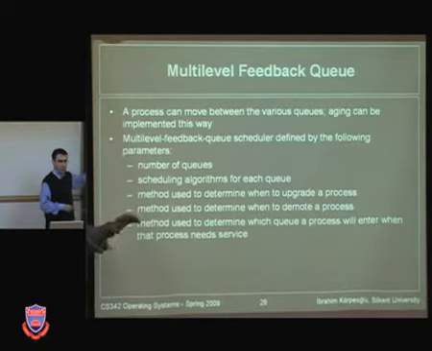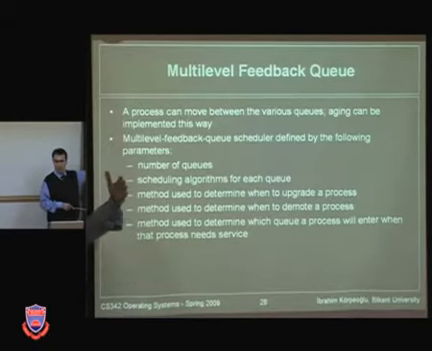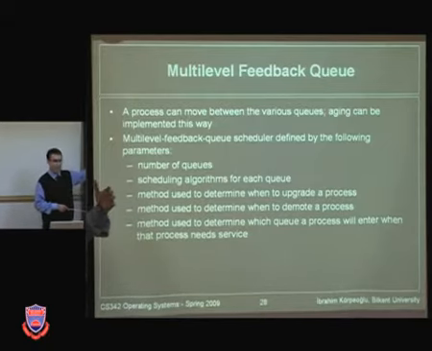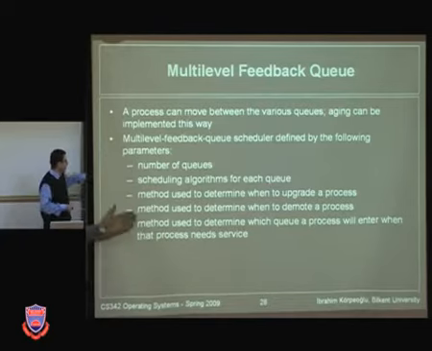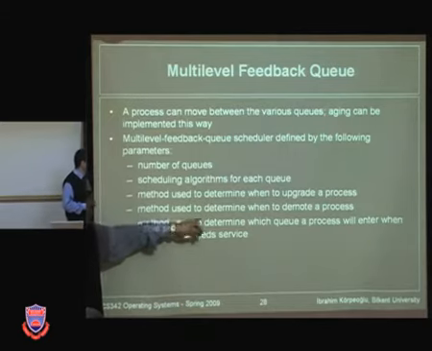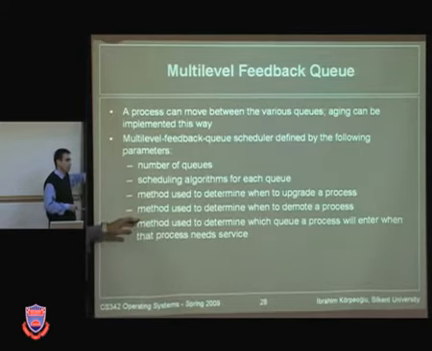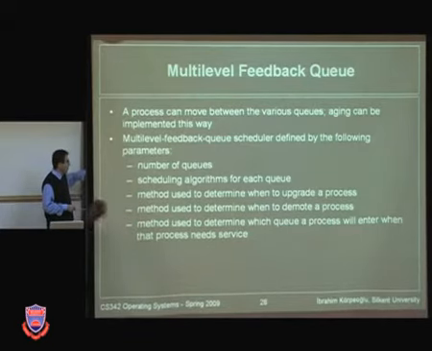So for a while the process will be in some queue and then it will be changed to another queue depending on something. What is that something? What is the rule? Or sometimes the process can be changed to a lower priority queue. So we have to define the method that is used to determine when the process should be changed into a lower priority queue. That means we are decreasing the priority of the process, or demoting the process.